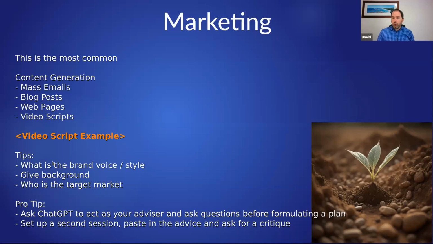Now, that's really good. One of the things that you can do as a pro tip is ask ChatGPT to act as your advisor and ask questions. So, for example, you could say, I'm going to write a video. What are the things that I should consider in terms of generating the script? And it will actually give you the questions and you can then answer those questions. So you could say, can you act as a marketing advisor? I want to do a video. What questions should I be considering before I do this?